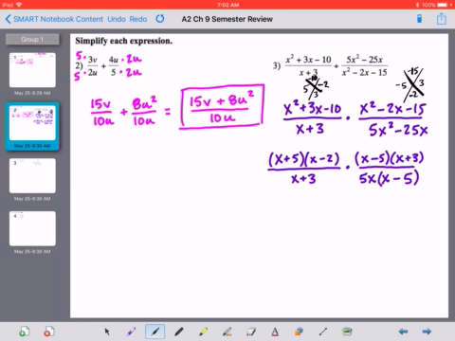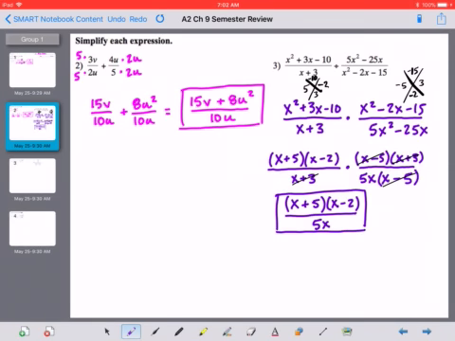All right, now just like what we did in the first problem today, we're going to see if there's any matches that we can cancel out. So I think we've got this x plus 3 that we can get rid of. And we've also got these x minus 5s in the second fraction. And that looks like it. So let's rewrite our leftovers. In the top, we have x plus 5 times x minus 2. And in the bottom, we have 5x. And I don't see anything else that we can factor or anything else that we can cancel. So that would be our answer there.